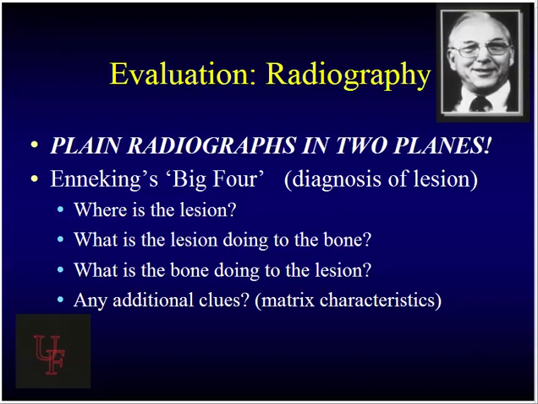Bill Enneking has his so-called Big Four, which I'm sure all of you have heard because his teachings are so pervasive in orthopedics. Where is the lesion? In other words, anatomically, where is it located? Metaphysis, diaphysis, epiphysis, etc. What is the lesion doing to the bone? Is it destroying the bone? Is it doing nothing, etc.? What is the bone doing to the lesion? Is the bone walling it off and saying back, back, back? Or is it doing nothing? There's no reaction at all by the bone. And then finally, are there additional clues?